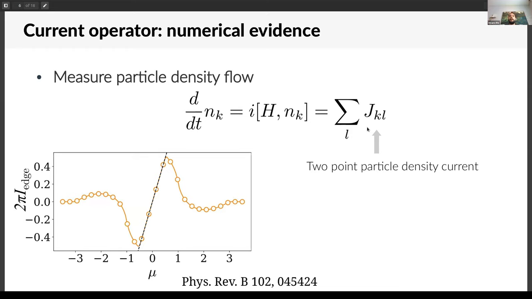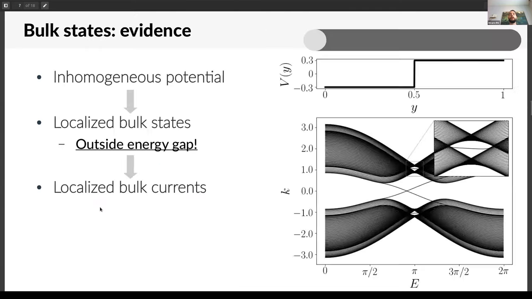Okay, and now by choosing to measure every current operator inside, for example, one boundary, we can also measure the total current along that boundary. And we can do that for whatever region we want. And this is what we will do whenever we want to measure any current in our system.